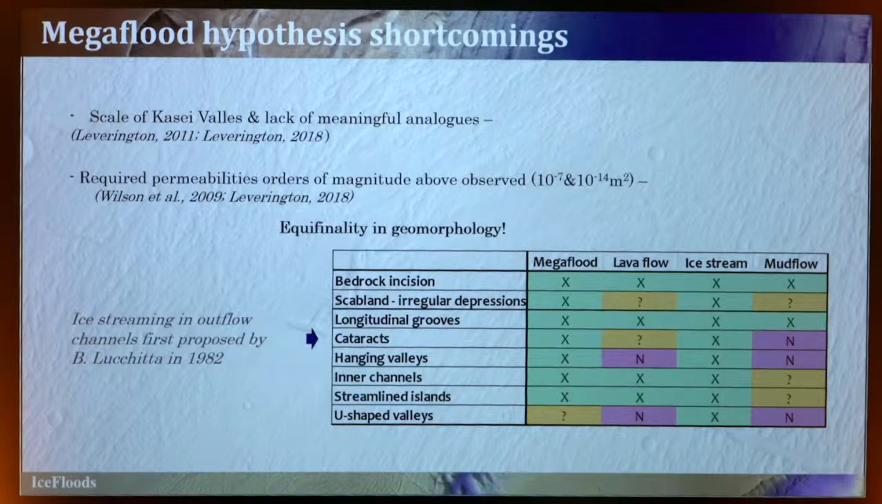So what's an ice stream, you may wonder? An ice stream is essentially like a fast-flowing megaglacier. We're looking at speeds of kilometers per year and widths in the tens to hundreds of kilometers, and hundreds of kilometers in length. So that's an ice stream. So essentially what this is suggesting, and this was first pointed out by Lukita, is that these different landform assemblages that we see inside of the outflow channels could also be indicative of ice streaming behavior.